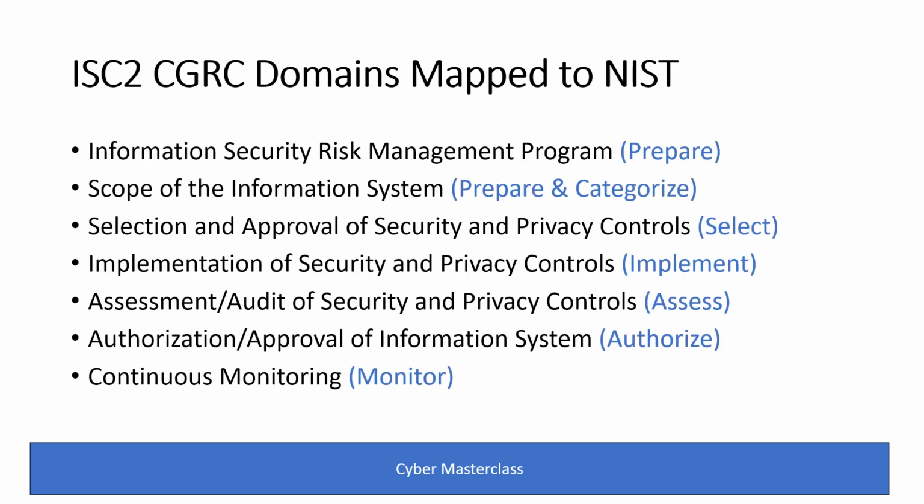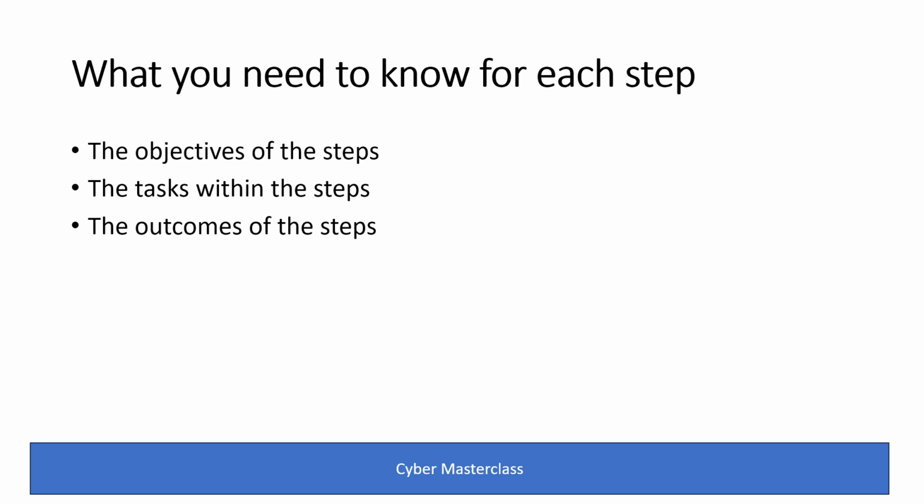Each of the domains in the CGRC examination map to one or more of the steps in the NIST RMF. Understanding how they map and the weighting of the domains in the examination will help you to prepare for the examination. For each of the steps, you will need to master the objectives of the steps. What does the step set out to achieve? The tasks within the steps and the outcomes of the steps. So what are the desired outcomes from performing these steps?